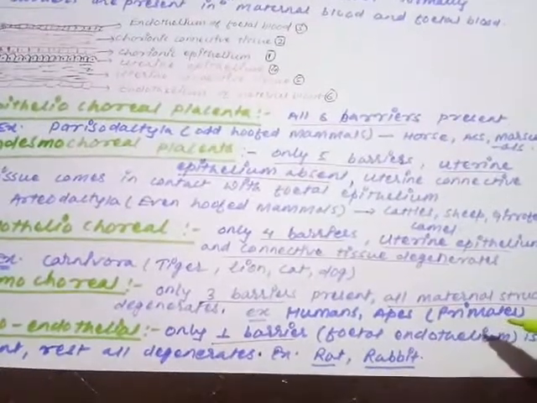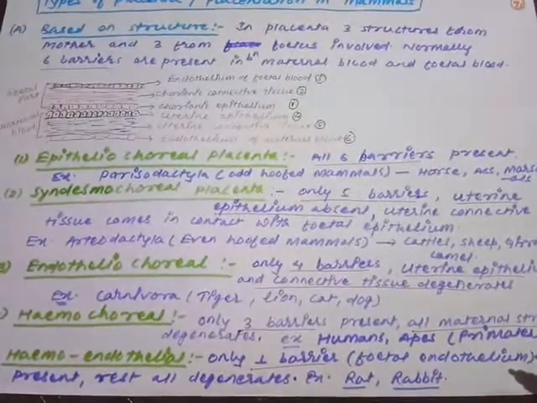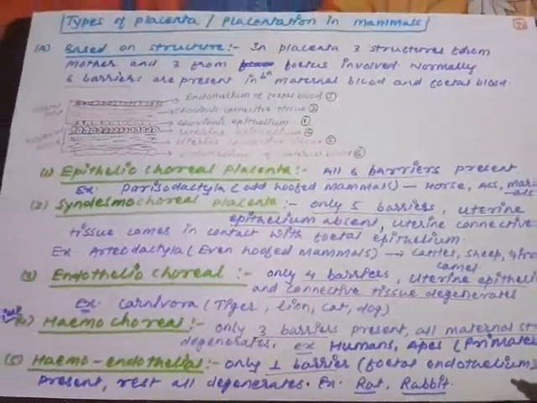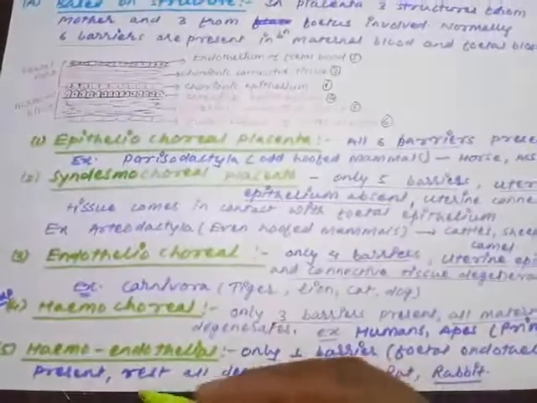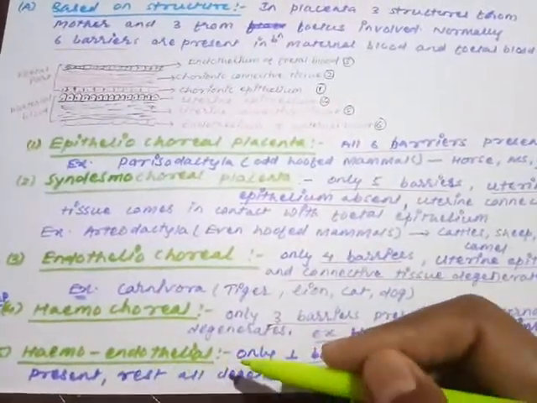Apes, meaning the primates. The other primates also show the presence of hemochorial placenta. So hemochorial placenta is present in the primates. This is very important. Now one more important thing is there: hemoendothelial placenta.